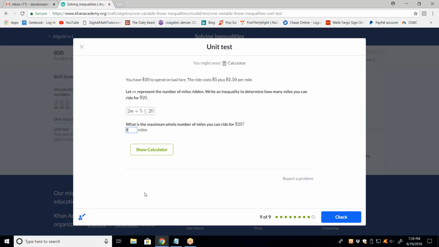Now, what if the answer would have come back 6.1? It's 6. In other words, what is the maximum number? They said it right: the maximum whole number of miles you can ride. In other words, if the answer came back 6.1, we could go 6.1 miles, but the maximum whole number of miles is 6. If the answer came back 6.9, the whole number of miles you could go is 6.